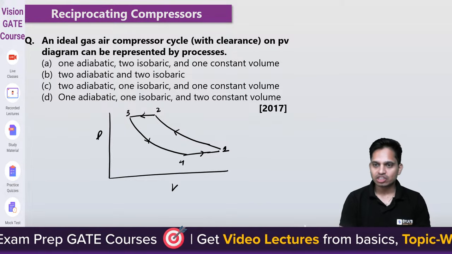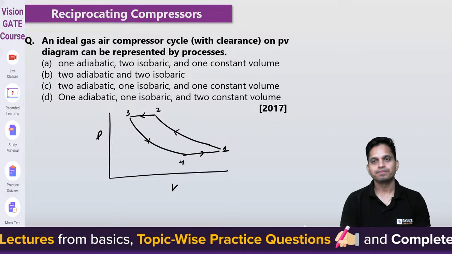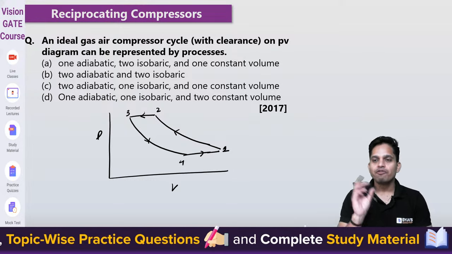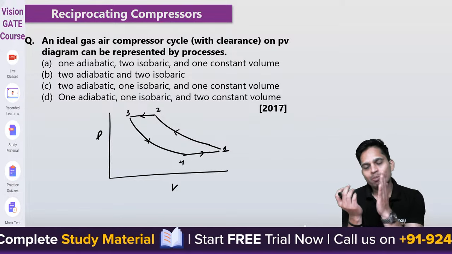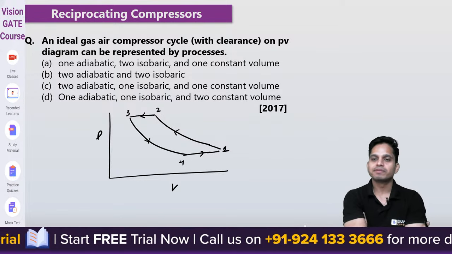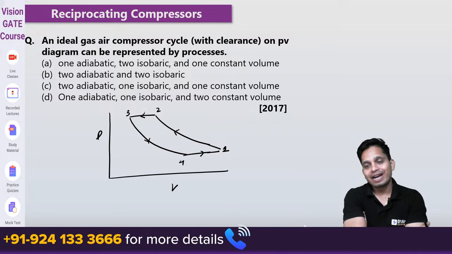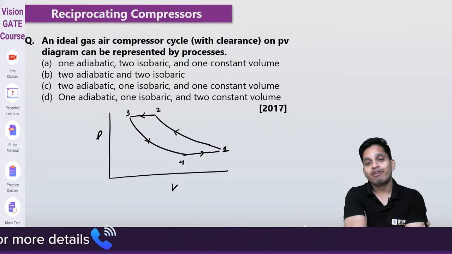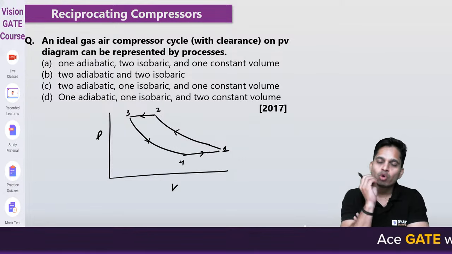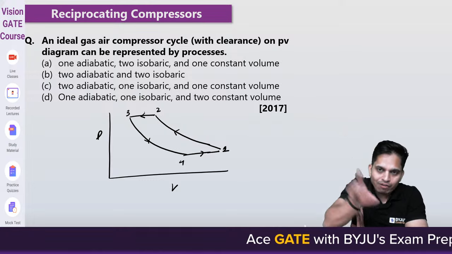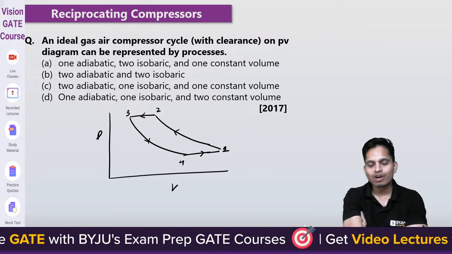Surging and choking both happen in a reciprocating compressor. Choking is when you open your valve, but after a limit your mass flow rate does not increase. That is choking. Surging is when the pressure gradient is unfavorable. That means at the inlet the pressure is lower, at the outlet the pressure is higher, so mass flow will flow back towards the inlet. That is surging.